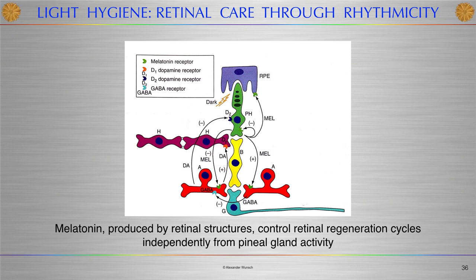And during the night, you need the rods. So normally, the cones will be regenerated during the night. And this is controlled by melatonin. So you can easily imagine what happens if you cut down the melatonin concentration by looking into blue light sources after sunset. It shortens the time for retinal regeneration.